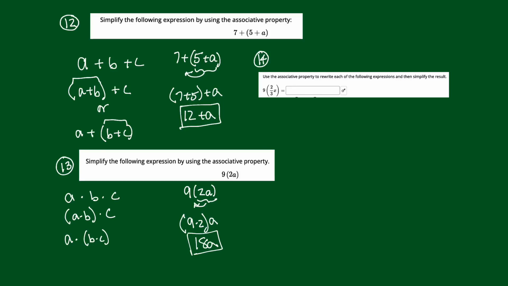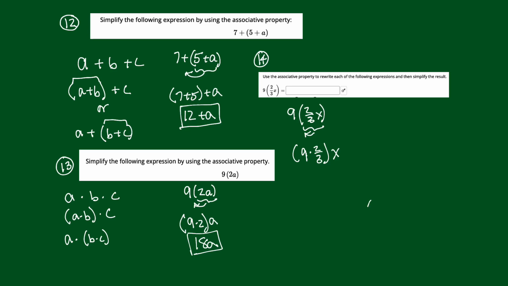Problem number 14 says use the associative property to rewrite each expression. Well, we only have one expression, right? And then simplify it. So here's what we're going to do. We're going to rewrite this as, all right, I'll write it first. It's 9 and then 2/3 x. Well, I can rewrite this if I just shift this over as 9 times 2/3 x.